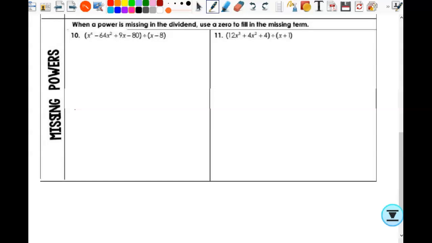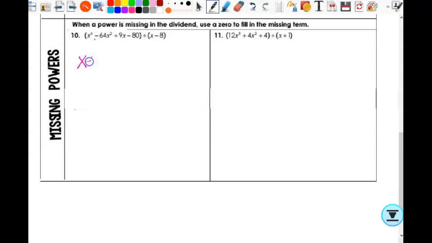So if you notice here, we've got an x to the fourth, which means if it's in standard form, I have x to the fourth, x cubed, x squared, x, and a constant. There's no x cubed term in here, right? So I have to put a placeholder in there. It doesn't matter if I have missing terms on the outside. It matters about what's on the inside.